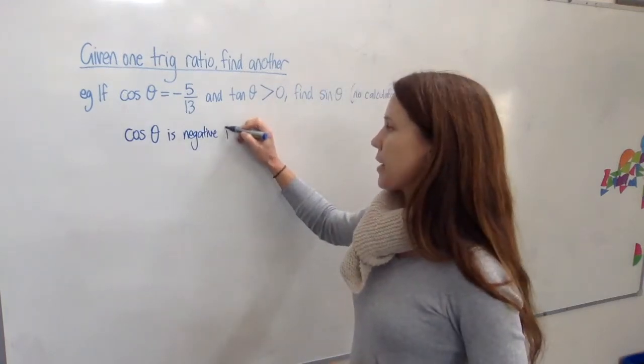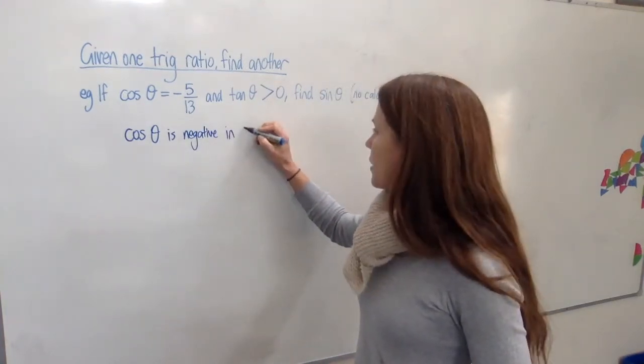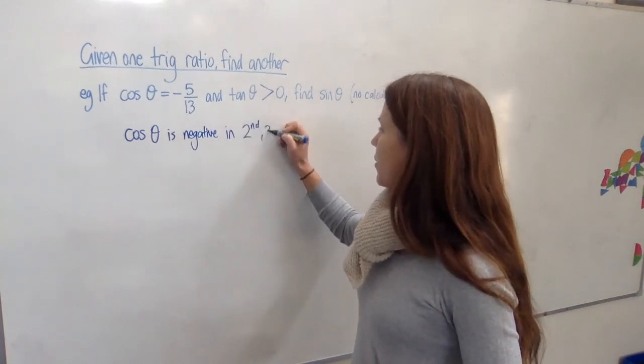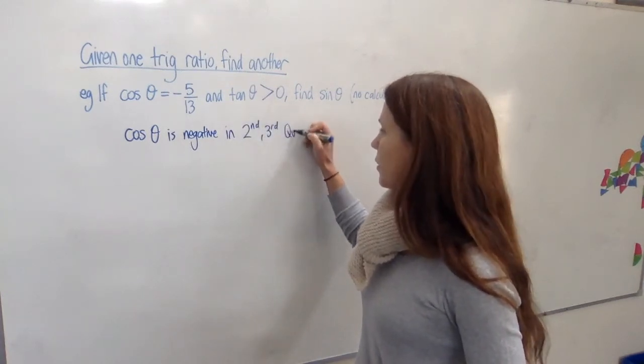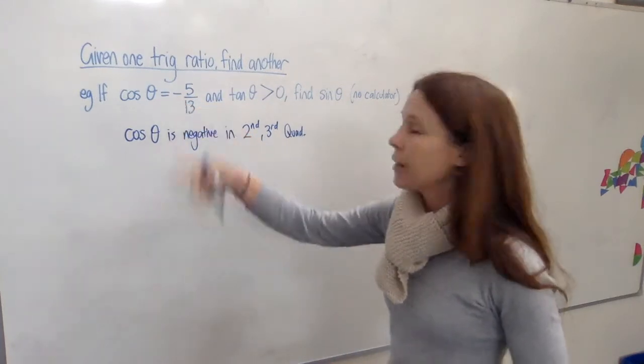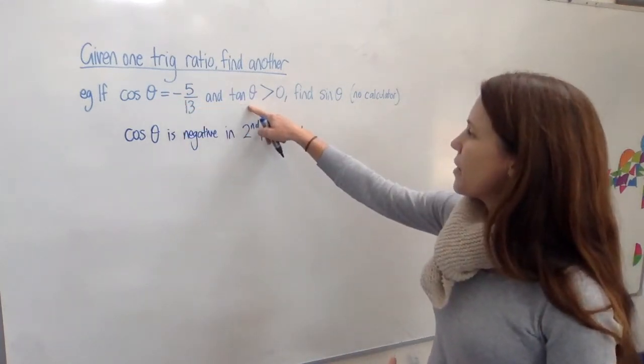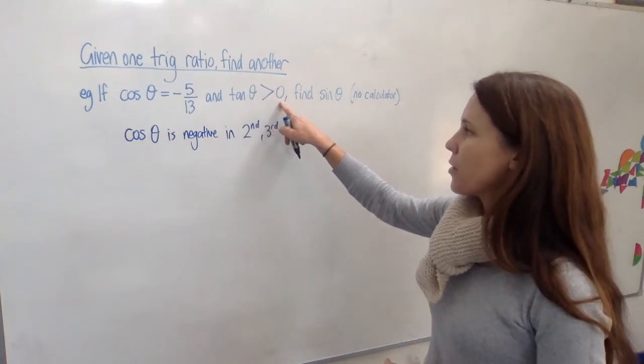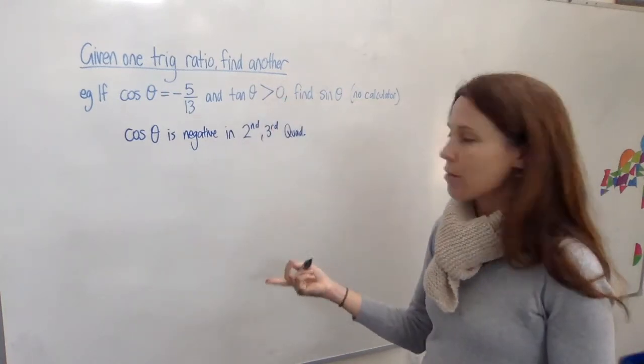Now I know when it's negative. It's negative in the second and the third quadrant, okay? So that's the first clue I've got just from that. Now I've got another clue over here. Tan theta is greater than 0. Greater than 0 just means it's positive, right?